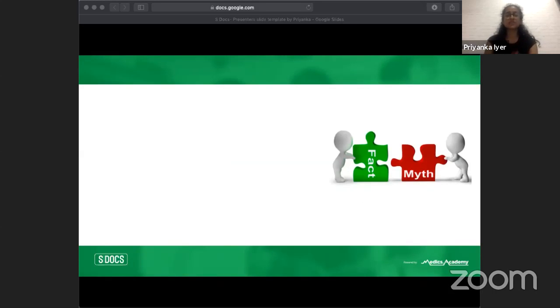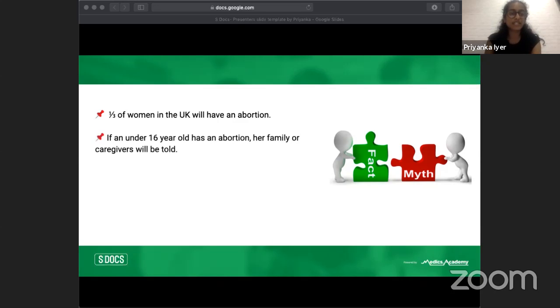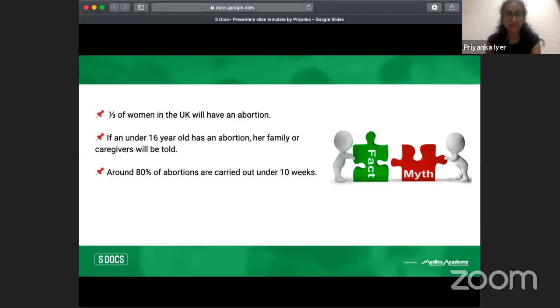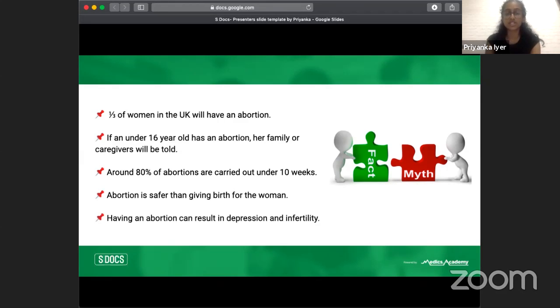I'm now going to present you with 5 statements, and I want you to take a couple of seconds to think about whether each is a myth or a fact. So the first, 1/3 of women in the UK will have an abortion. Second, if an under 16-year-old has an abortion, the family or caregivers will be told. The third, around 80% of abortions are carried out under 10 weeks. Next, abortion is safer than giving birth for the woman. And lastly, having an abortion can result in depression and infertility.